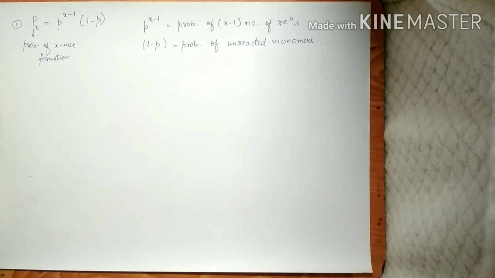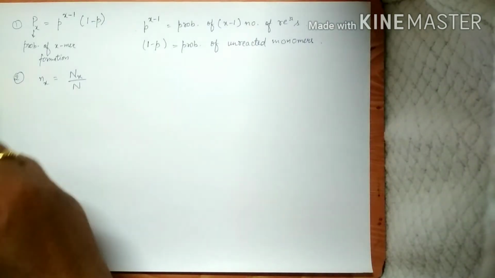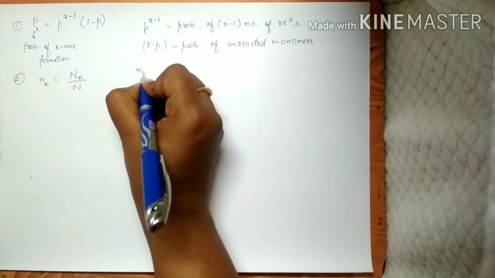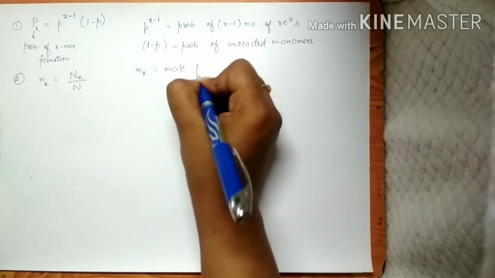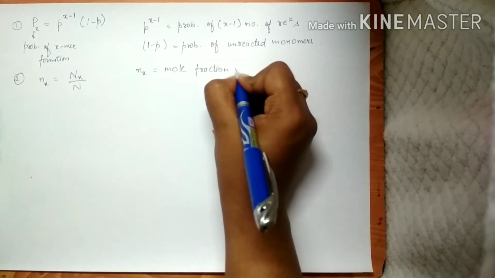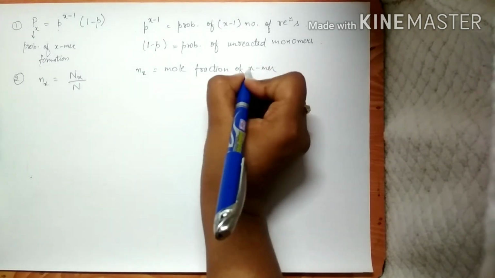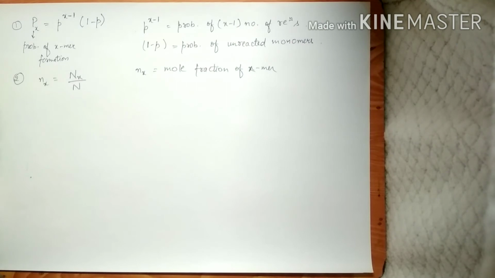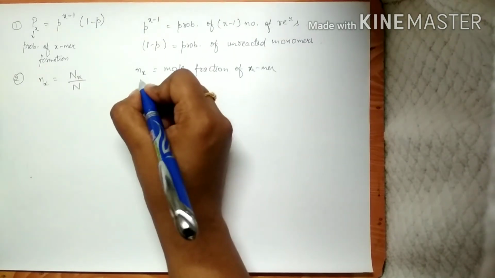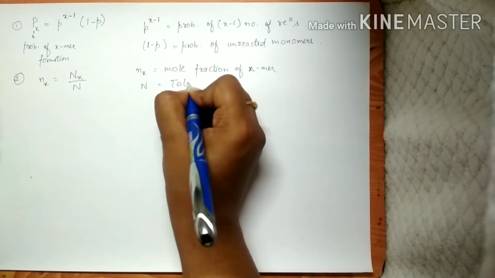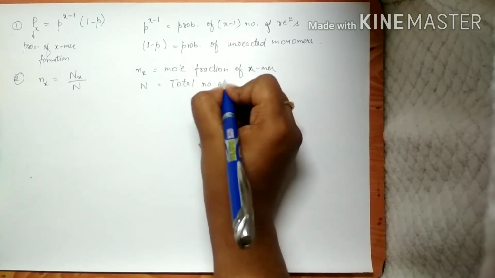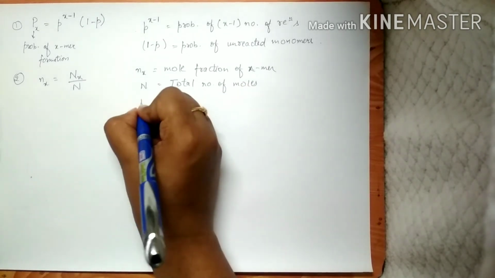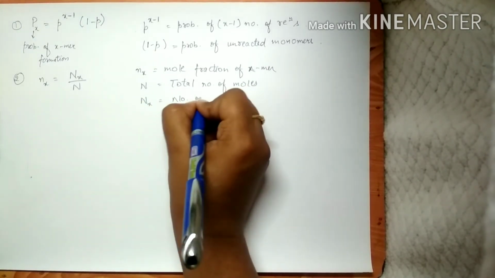Now the next formula is small nx is equals to capital Nx upon capital N. This is the second formula. Here small nx is your mole fraction of x-mer. Again, x could be any type of polymer, dimer, trimer, tetramer. Capital N is your total number of moles, and capital Nx is your number of moles of x-mer.